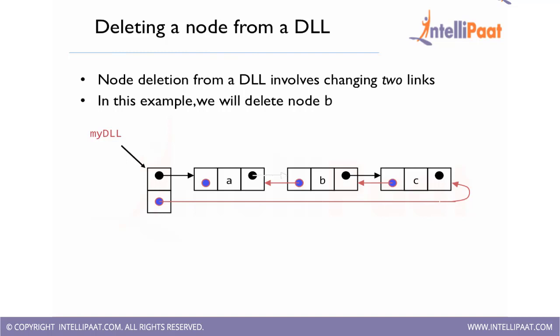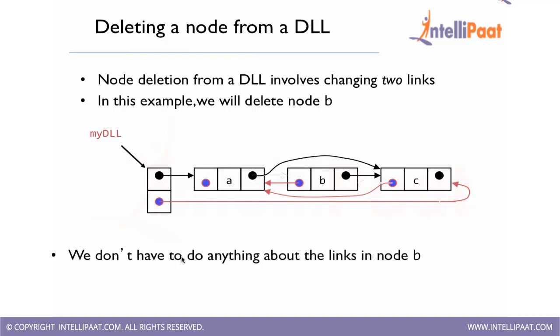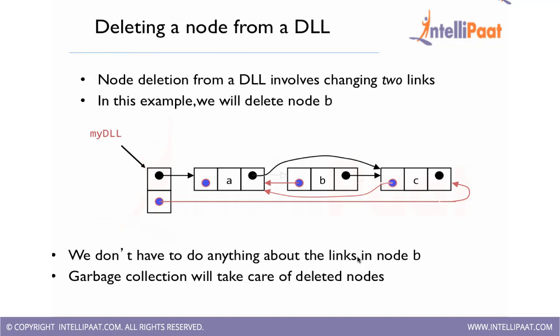What we are doing is, A's next link which was pointing to B is removed. Now A is pointing to C. C's previous, which was pointing to B, is removed. C's previous is now pointing to A, and that's how we delete it. We don't have to do anything about the links of B, and we can free the memory. Garbage collection will take care of deleted nodes, so we free the memory and it will be taken by the garbage collector.